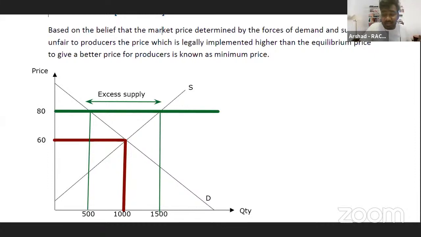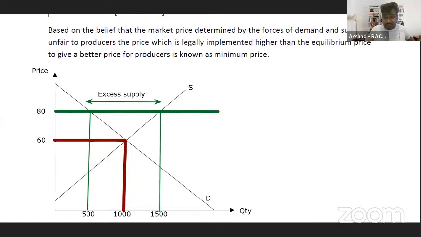He won't actually do that, guys. Because if he actually goes and supplies 1,500, he is going to face a huge loss. Because people are willing to buy only 500 kilograms of rice at 80. If this joker goes and supplies 1,500, no one is going to buy from him. That 1,000 kilograms, he has to feed his own family there. No one is going to buy that 1,000 kilograms of rice. It's going to be a problem.